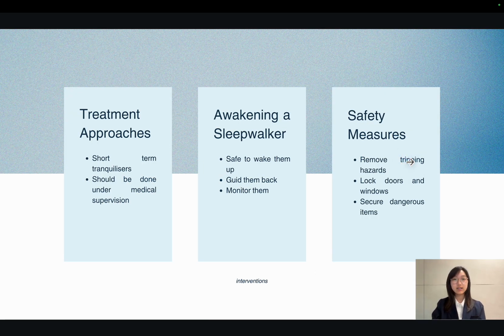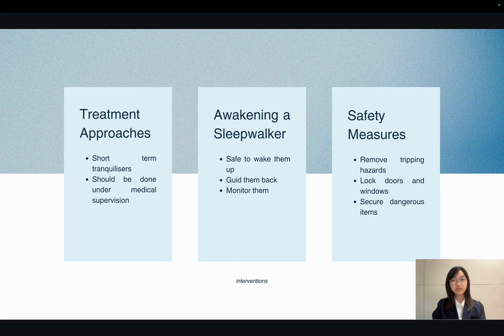Intervention methods. Some people go to medical professionals and use short-term tranquilizers as a way to keep their child from sleepwalking. Others choose to intervene by awakening a sleepwalker, and like many assumptions, it is safe to wake a sleepwalker, especially if they're in danger. If they resist, monitor them until they return naturally to bed.